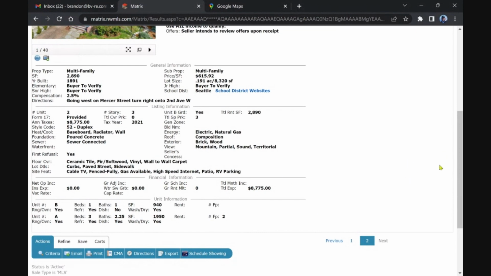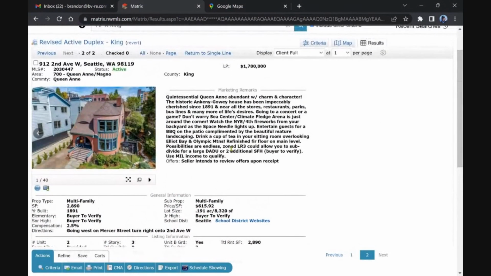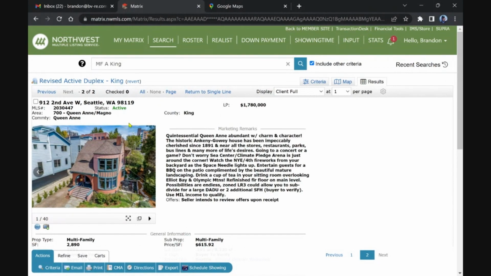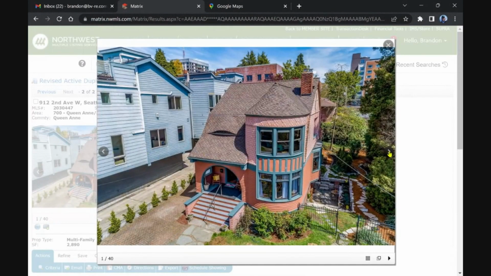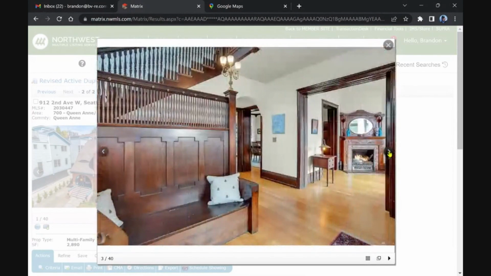No financial information, probably was owner occupied, that would be my guess. It's actually more like a single family. It says divide for a large DADU or single, two additional single family houses, use mother-in-law for income to qualify. 1.8, though, there you have it. Let's just take a look at it. It's kind of a cool looking property, I must say. Look at all that character.